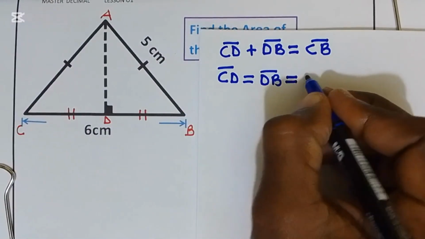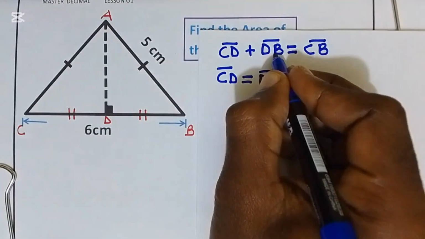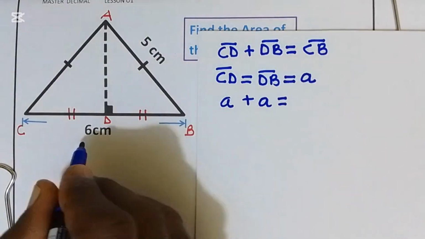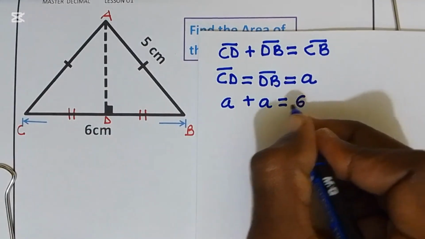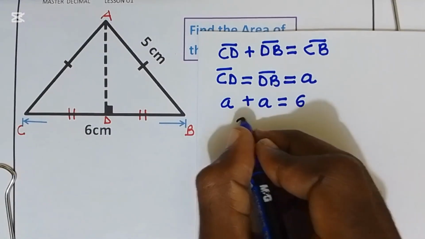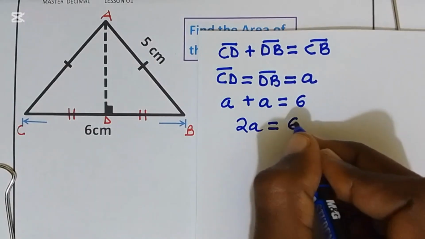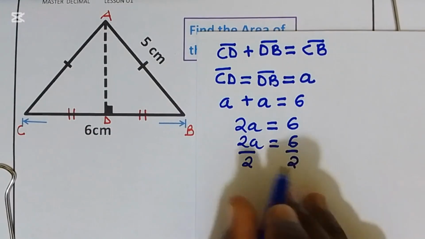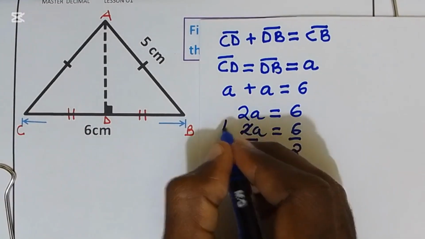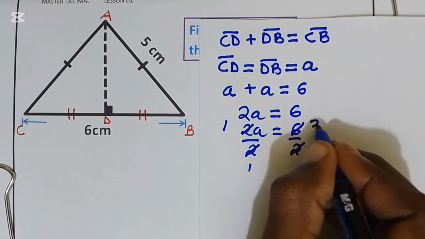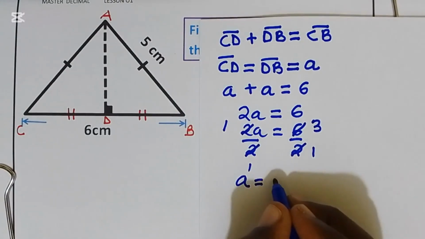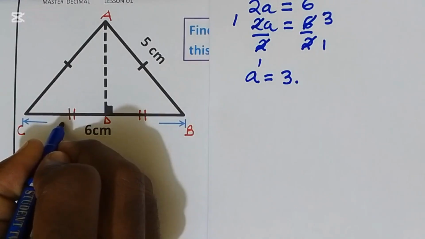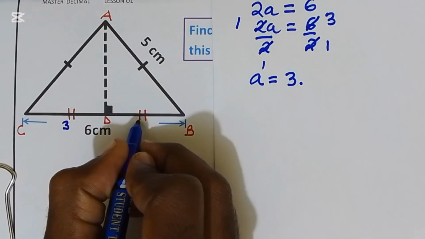Let's call them A. A plus A is equal to CB, which is equal to 6 centimeters. From here, we can get the value of A: 2A is equal to 6. Dividing both sides by 2, we get A equal to 3. Now, distance CD is 3, and distance DB is also 3.